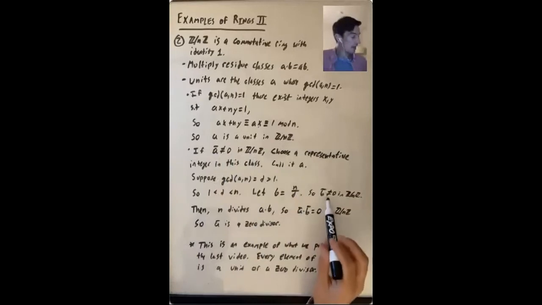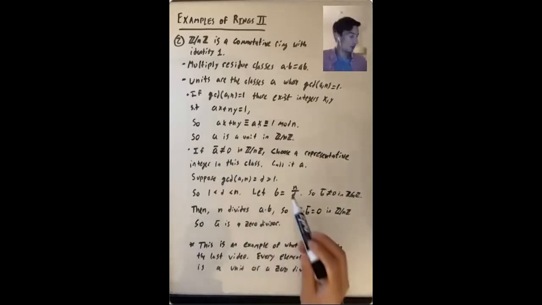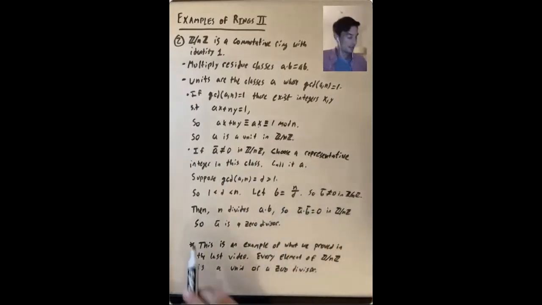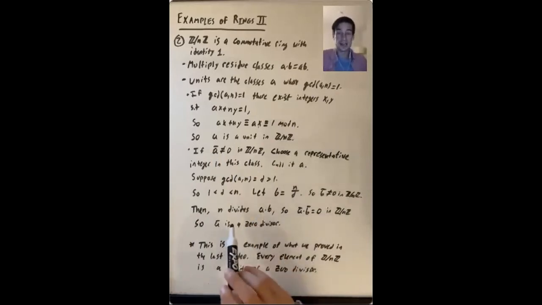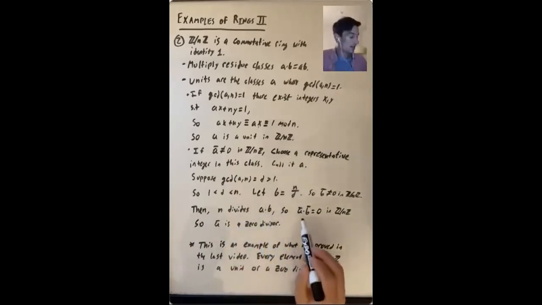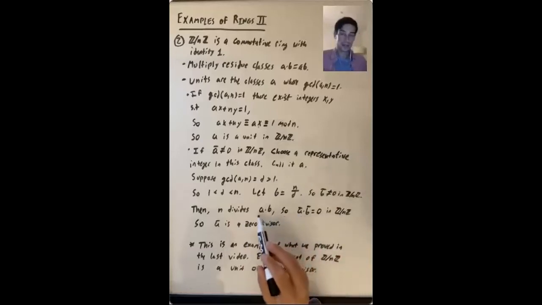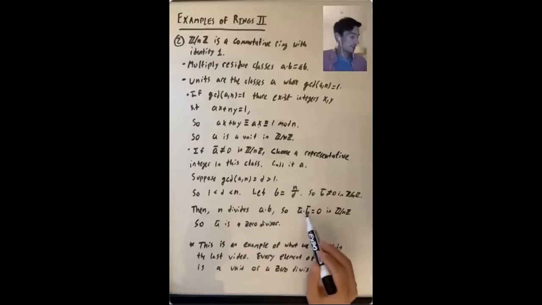What does that mean? The class of b is non-zero in Z mod nZ because d divides n, so n doesn't divide b. But n does divide a times b, because we have n over d times a, and we know that d divides a. So n divides the integer ab. If you take the corresponding residue class, the class of the integer ab, that's the class of a times the class of b in Z mod nZ, and that is 0. That product of elements of Z mod nZ is 0. We know that the class of b is not 0. So that means the class of a is a zero divisor.